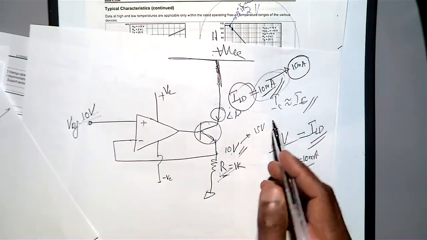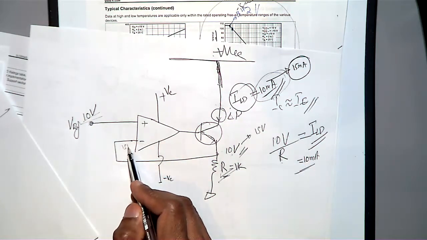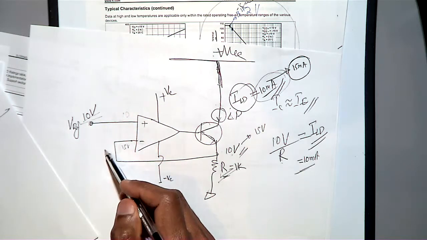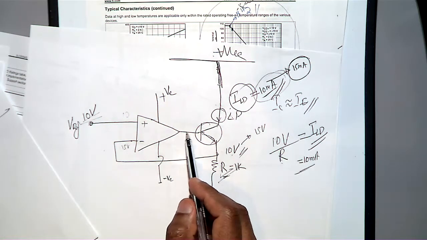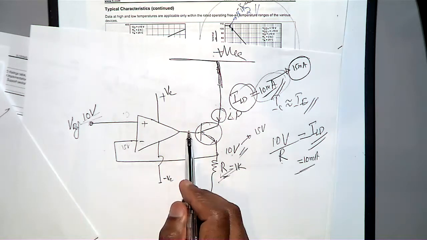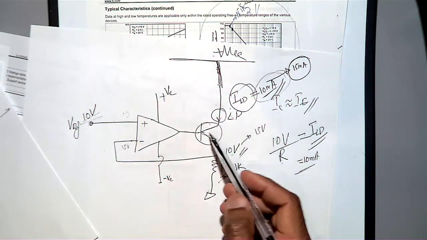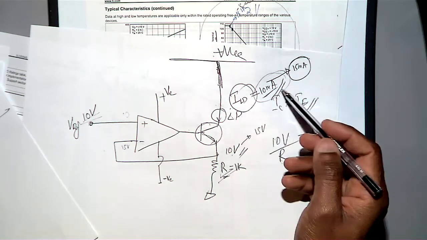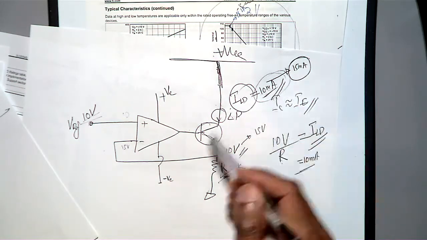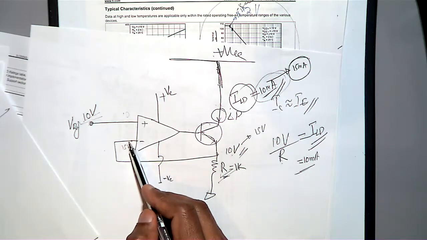15 volt immediately. When this one becomes 15 volt, but this is only 10 volt, then what will happen? The op amp will reduce this current because the negative input is more. When this base current is decreased, the collector current will decrease in such a way that it is only 10 milliamps, so that both voltages are the same. You know what I meant?